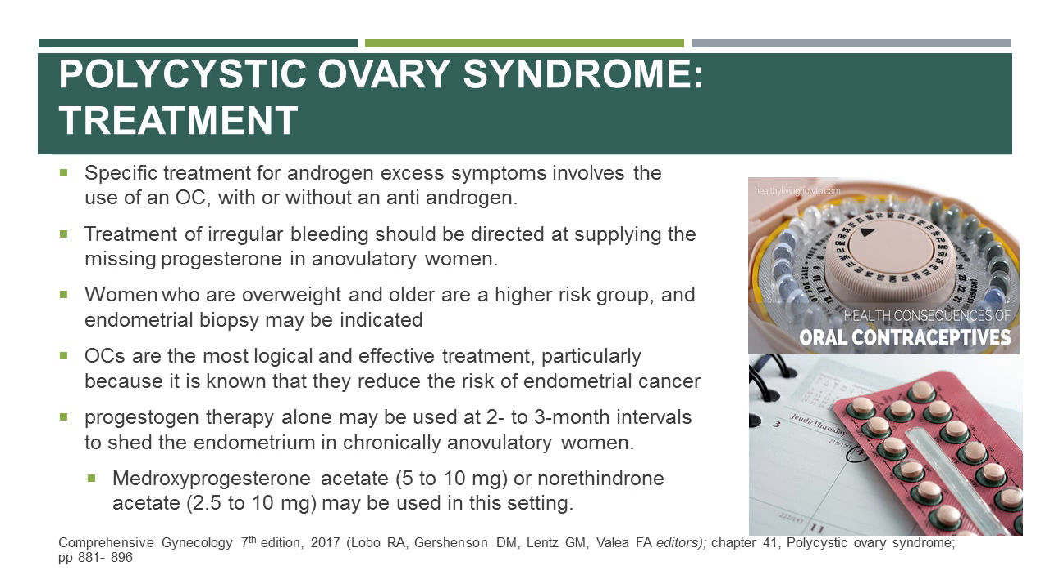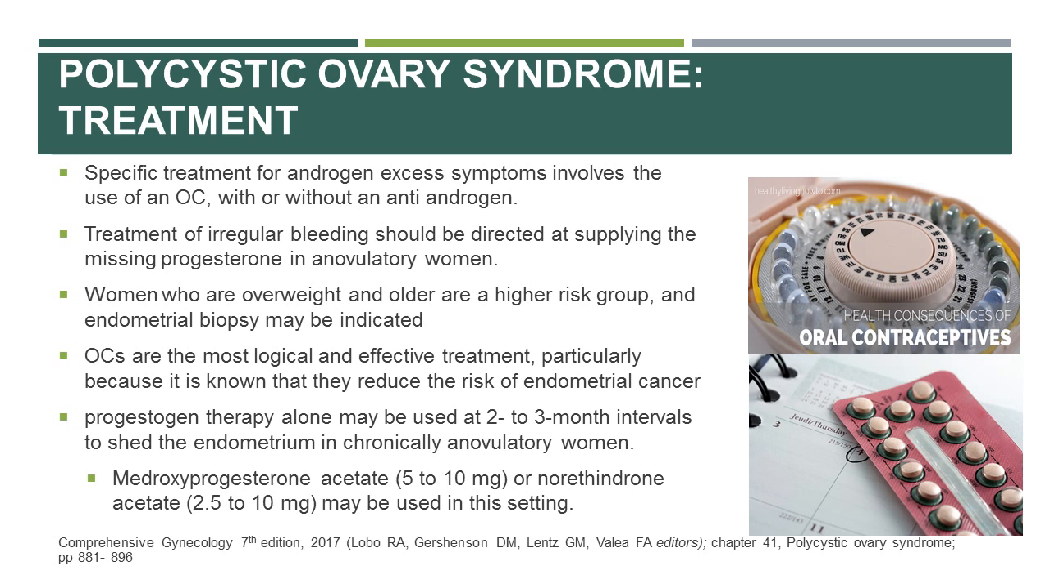It is also important to remember that it is the women with PCOS along with menstrual irregularity who have insulin resistance and are more likely to have metabolic dysfunction. Oral contraceptives are the most logical and effective treatment, particularly because it is known that they reduce the risk of endometrial cancer. Oral contraceptives may also be indicated for the treatment of symptoms of androgen excess.